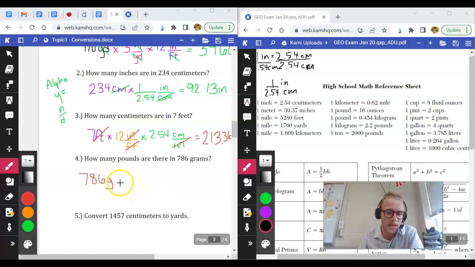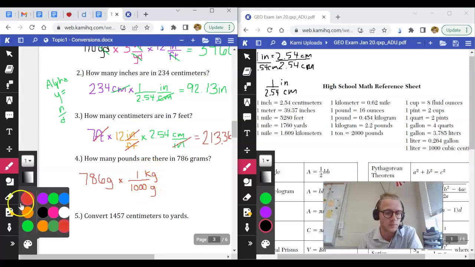So in order to divide my grams out, that means I need to do 1 kilogram per 1,000 grams because I need my grams to divide. There is 1 kilogram per 1,000 grams. If you need to pause the video and rewind it at any point to go back and rewatch something, do that too. Okay, so now I'm in kilograms, and now that I'm in kilograms, I can convert to pounds.